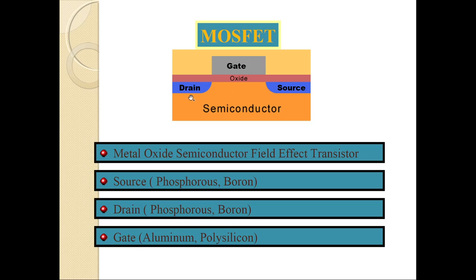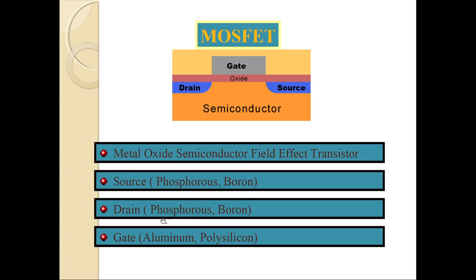Because we know that in case of semiconductor p-type material, what are we doing? We are using either boron, indium, or gallium for p-type material. And in case of n-type material, we are using antimony, arsenic, or phosphorus. So if my material is of n-type, then I will be using phosphorus as impurity, and if my material is of p-type, then I will use boron as impurity.